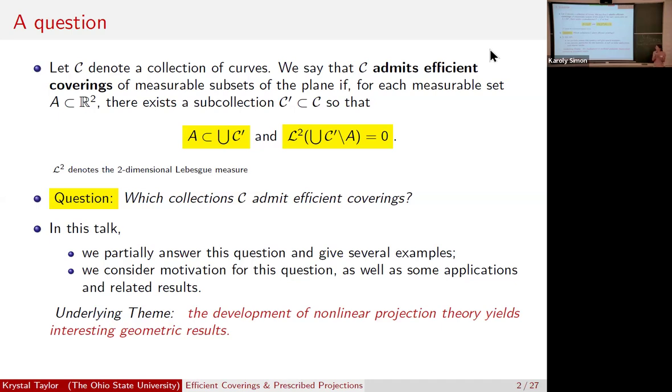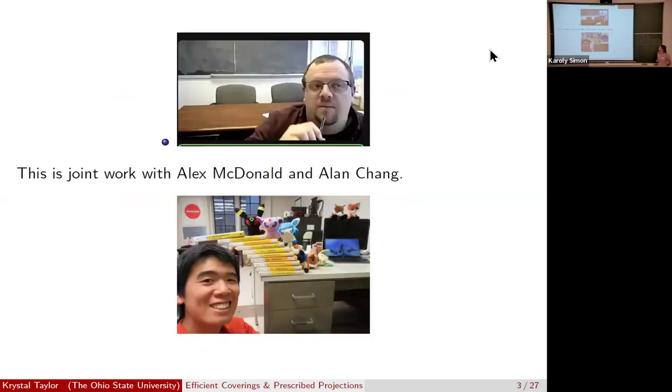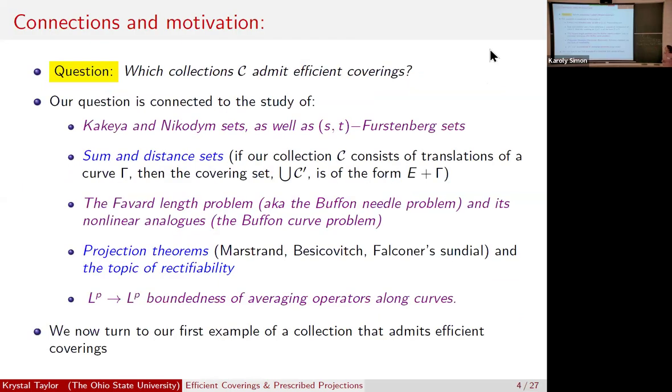So sort of an underlying theme here, which is a bit vague, is that development of nonlinear projection theory creates interesting geometric results. You'll see many people in this room have seen examples of that. Okay, this is joint work with two postdocs. My postdoc, Alex McDonald, at the Ohio State University, and Alan Chang, who was a postdoc at Princeton at the time of starting to work together, and now he has a job at Washington University in St. Louis, Missouri, United States.